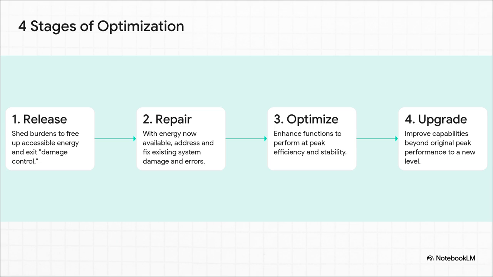First, you release the burdens to free up energy. With that new energy surplus, you begin to repair all the damage that accumulated during that damage control phase. Once the system is stable and repaired, you move on to optimize its functions for peak efficiency. And then, finally, you can begin to upgrade the system's core capabilities beyond its original factory settings.